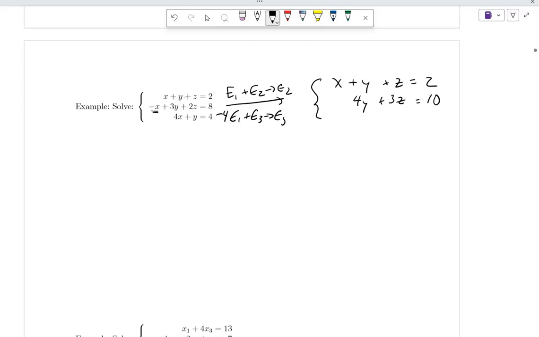Negative 4x plus negative 4y plus negative 4z equals negative 8. Okay, so that's what's going to be that first equation, right? I'll get a negative 4x minus 4y minus 4z equals negative 8. And then when we add down, what do we end up with?